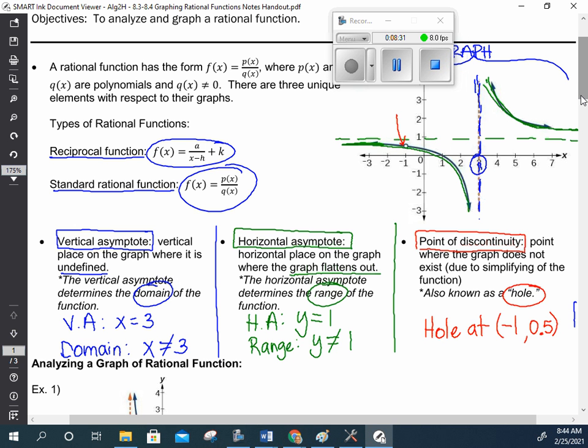Before we get started here, any questions on the definitions for vertical asymptote, horizontal asymptote, or point of discontinuity? Remember, you have to know what it means in order to be able to solve it. Think back to unit number 5 when we were dealing with end behavior. You can't solve it if you don't know what it means. So if you have questions, don't be afraid to ask.